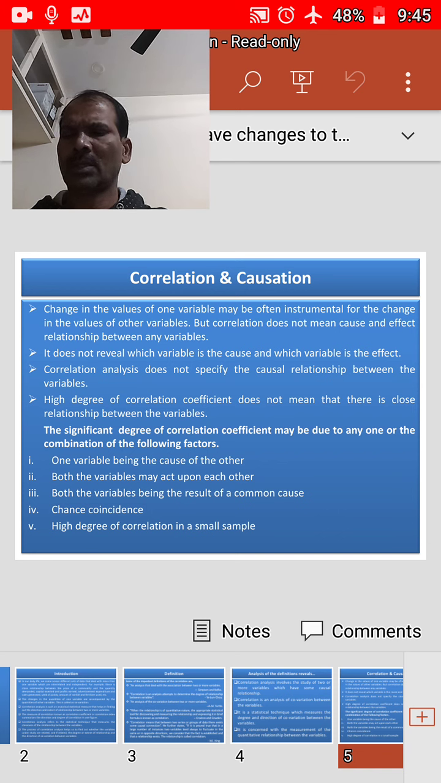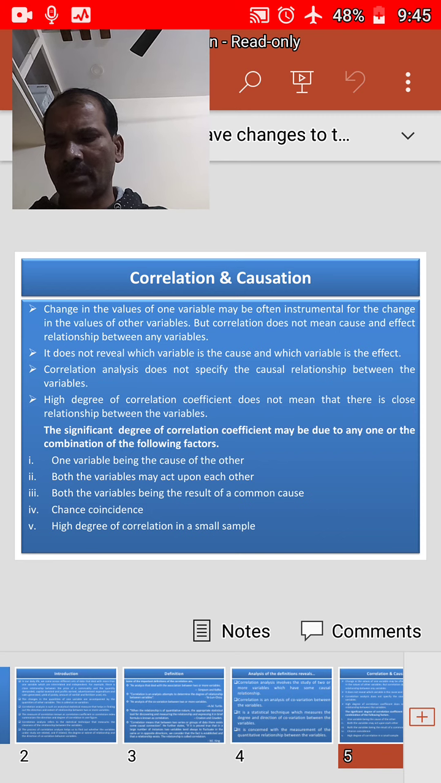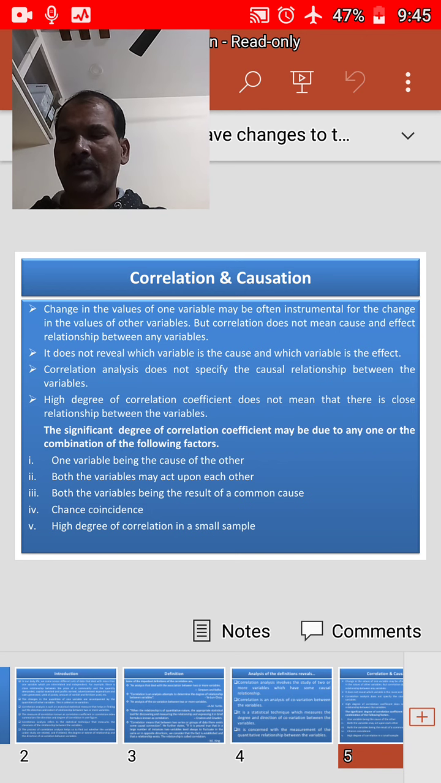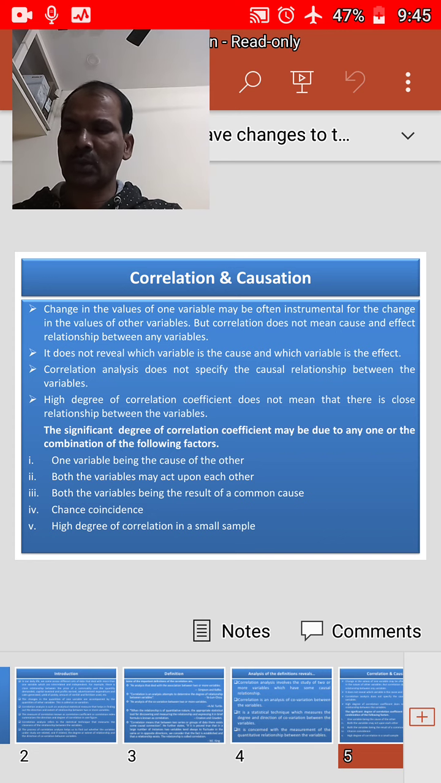Both the variables are the result of a common cause. Often both the variables under study may be closely related to each other because of the fact that they are subject to strong influence of certain other external factors. Some other external factors may also influence them, to bring some changes in them. For example, the high degree of correlation between agricultural production and quantity of fertilizer used may be due to outside factors such as rainfall, irrigation facility, quality of seeds used, etc.